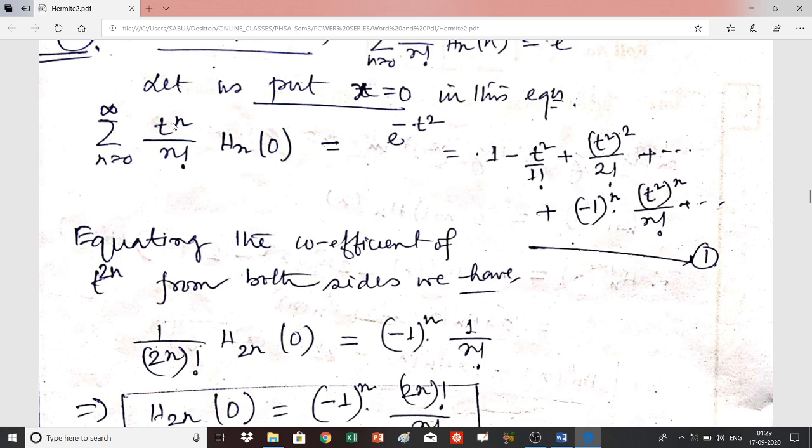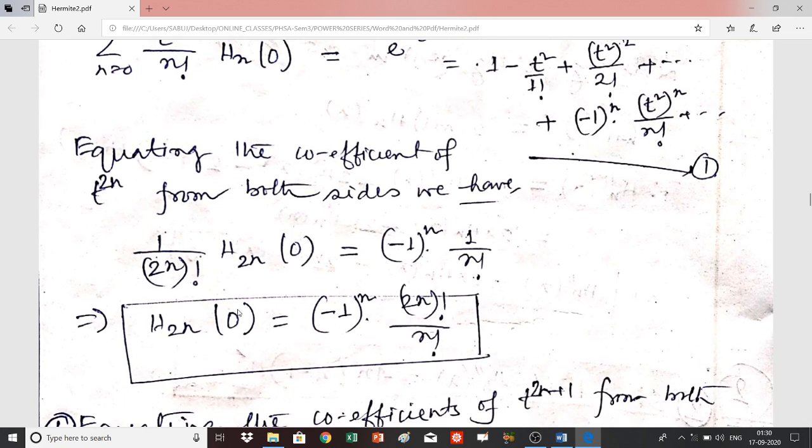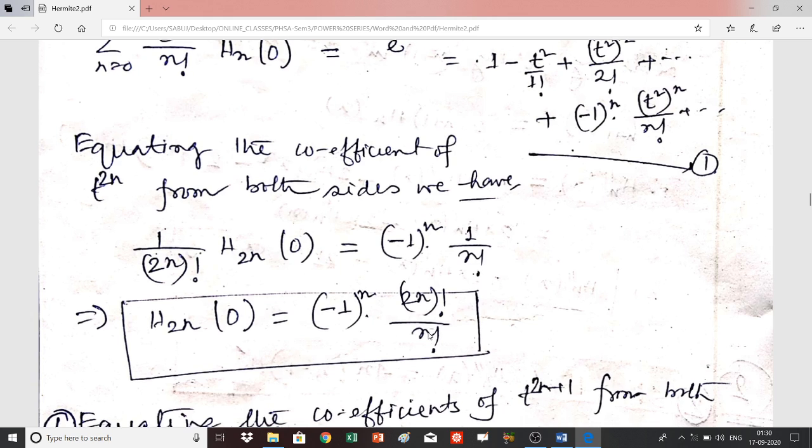Since on the left hand side it is t to the power n, you have to replace n by 2n, and if you do this and compare with the coefficient of t to the power 2n on the right hand side, then it will give you 1 by 2n factorial, since n is replaced by 2n, and then H_2n(0) is equal to minus 1 to the power n into 1 by n factorial. So from this you can write H_2n(0) is equal to minus 1 to the power n into 2n factorial by n factorial. So it is proved.